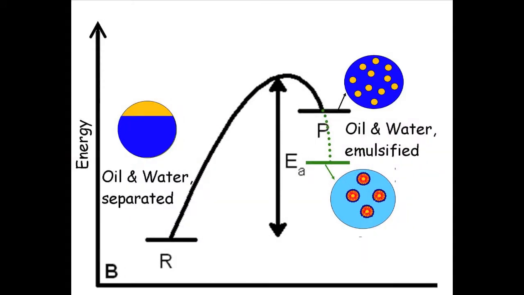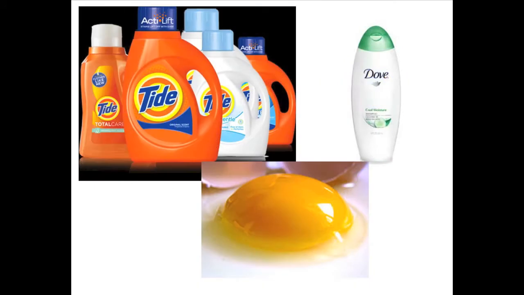As you can see in this energy diagram, the beginning reactants are more stable than the end product, the emulsion. This means that the system would rather be oil and water separated than oil and water in an emulsion. When the surfactant is added, the amount of energy needed to go back to the reactants is increased, so they become more stable. Some common everyday examples of surfactants are detergents, egg yolks, and even shampoo.